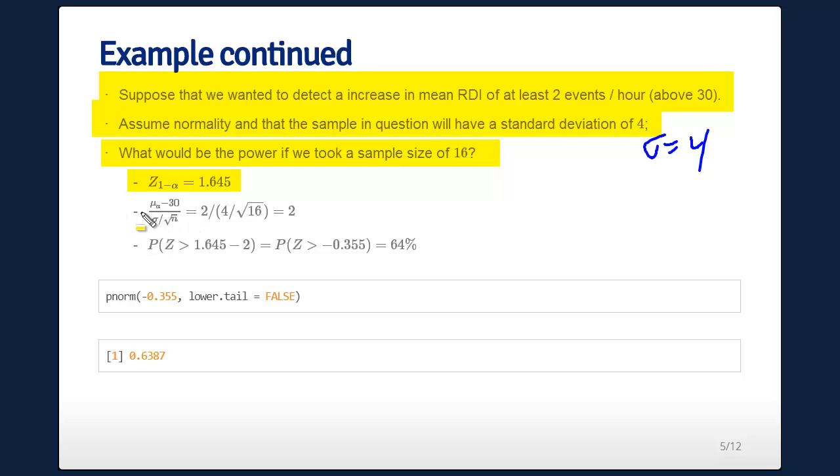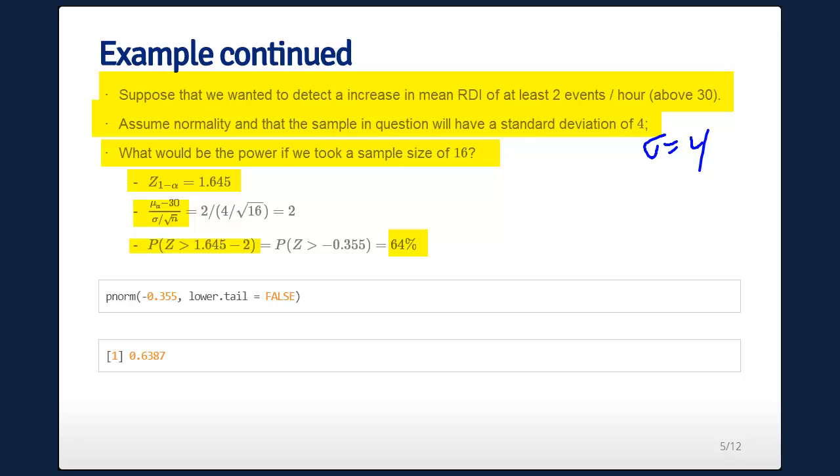We're saying this quantity, mu A minus 30 over the standard error, is 2, because it's 2 divided by sigma, which we assumed was 4 conveniently. N was 16, so the square root of 16 gives us 2. And so now we want the probability Z is bigger than 1.645 minus 2, and that works out to be 64%. A lot of these calculations we do this way so that we can relate everything back to the standard normal.